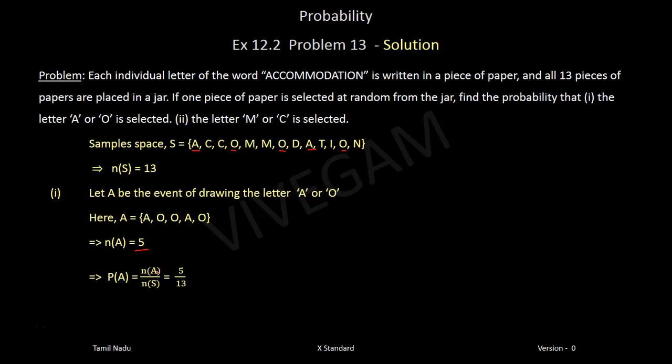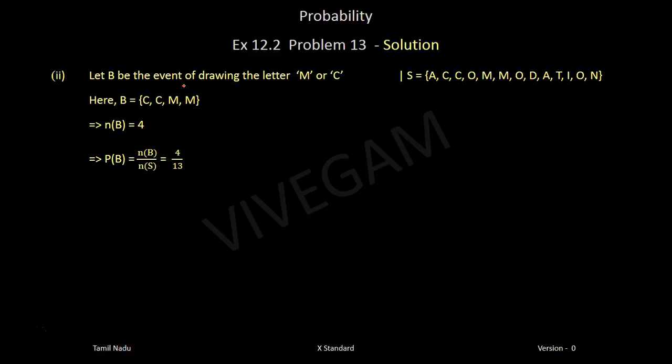So what is the probability of A? The number of outcomes which are favorable to you divided by the total number of outcomes. The number of outcomes favorable to us is 5. The total number of outcomes is 13. So it's 5 by 13. Okay.